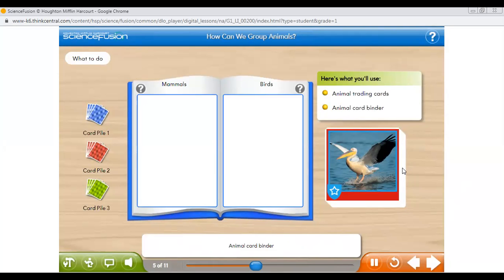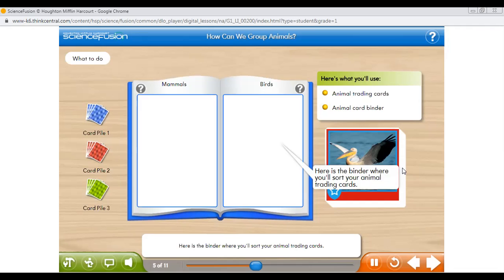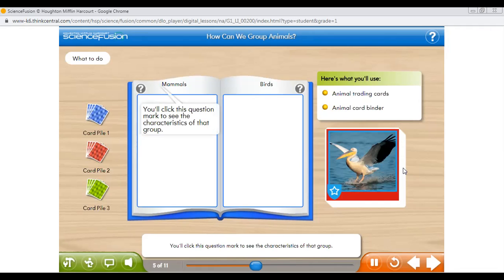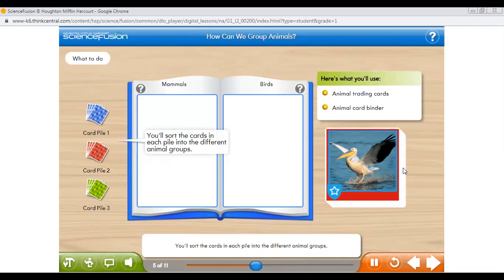Animal card binder. Here is the binder where you'll sort your animal trading cards. Each group of animals has its own page. You'll click this question mark to see the characteristics of that group. You'll sort the cards in each pile into the different animal groups.